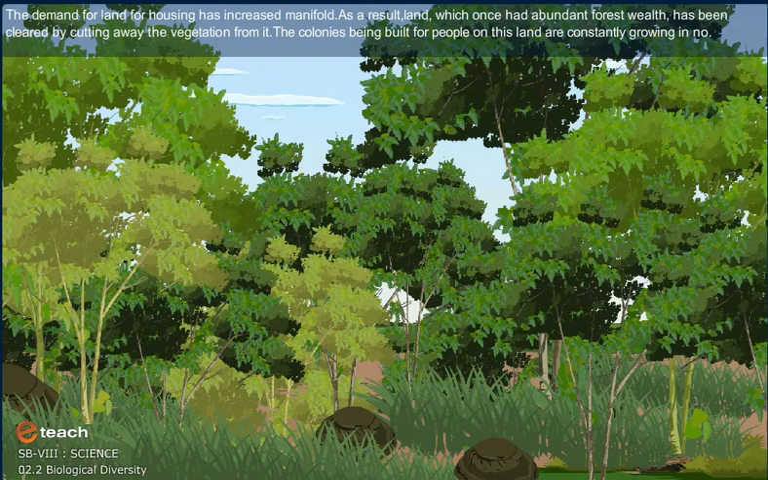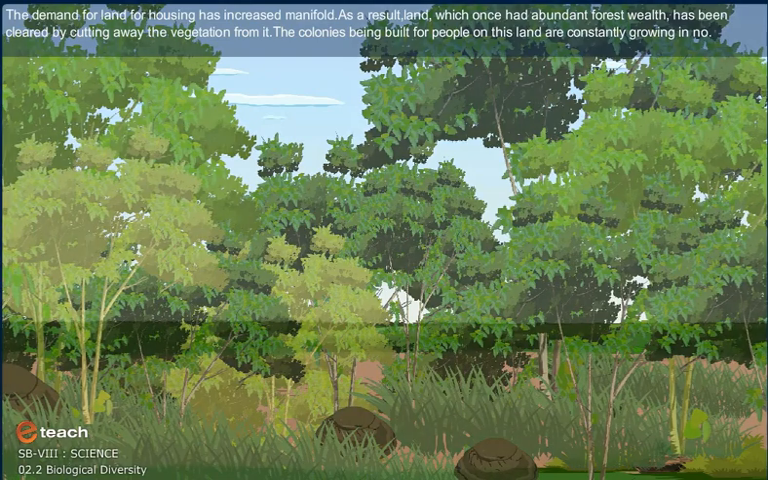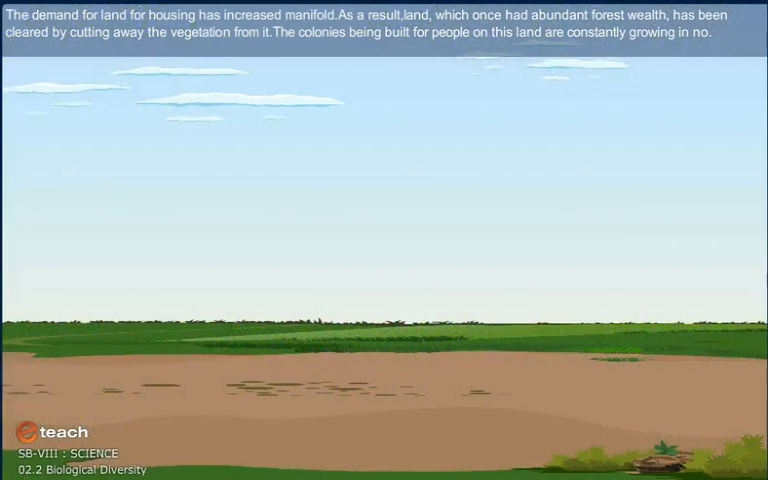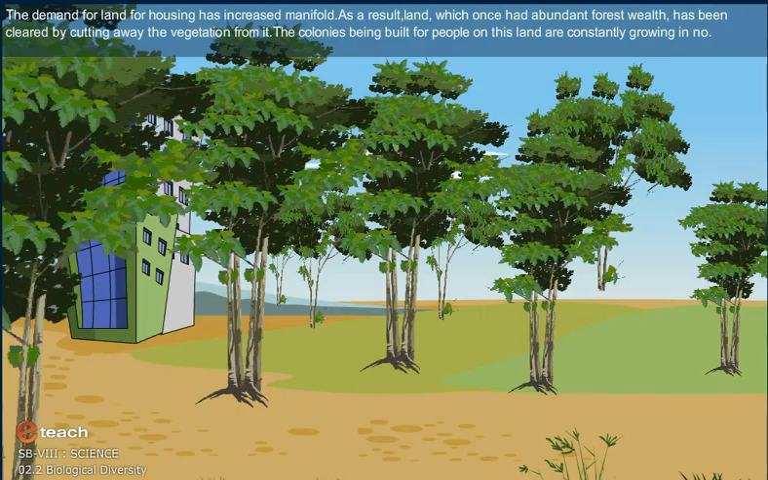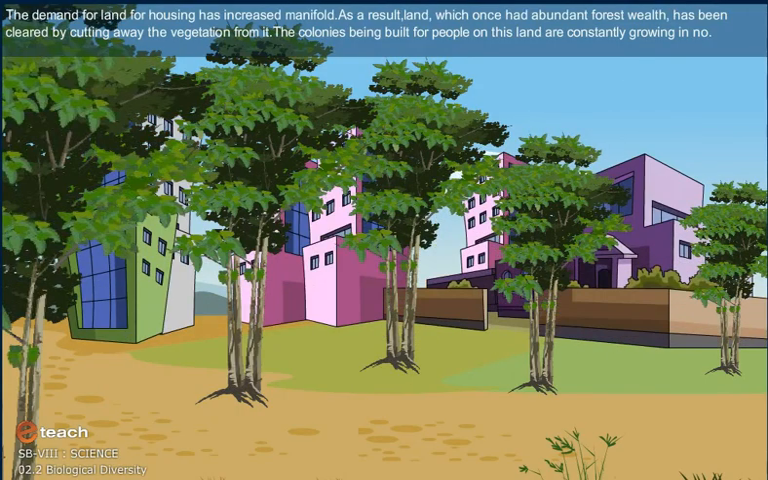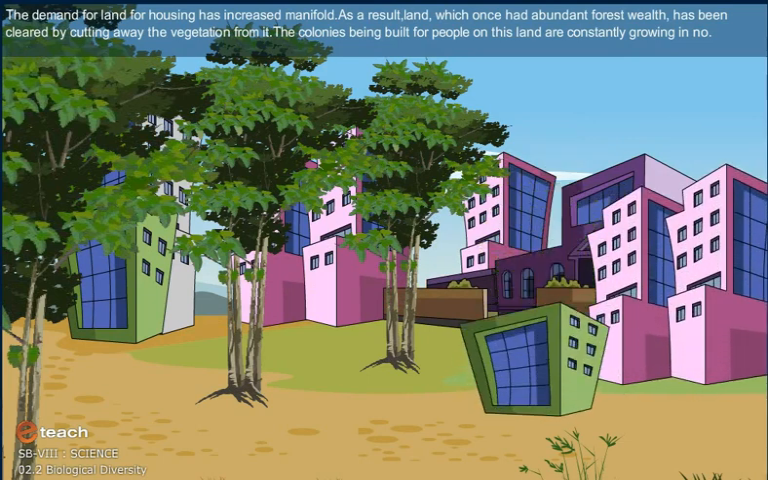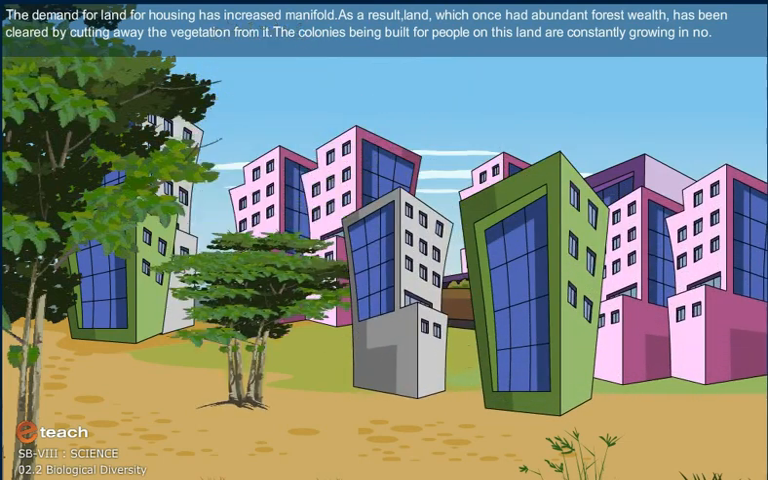The demand for land for housing has increased manifold. As a result, land which once had abundant forest wealth has been cleared by cutting away the vegetation from it. The colonies being built for people on this land are constantly growing in number.